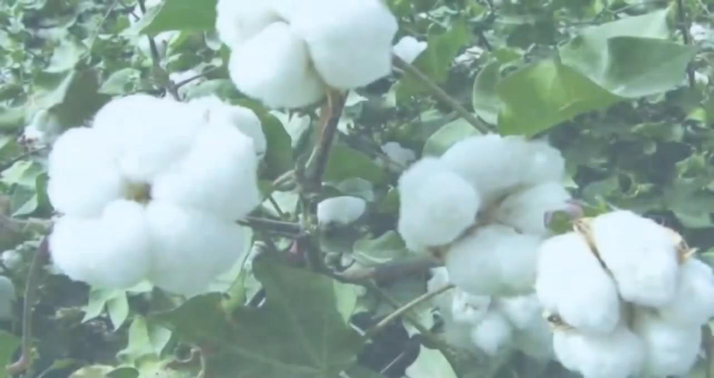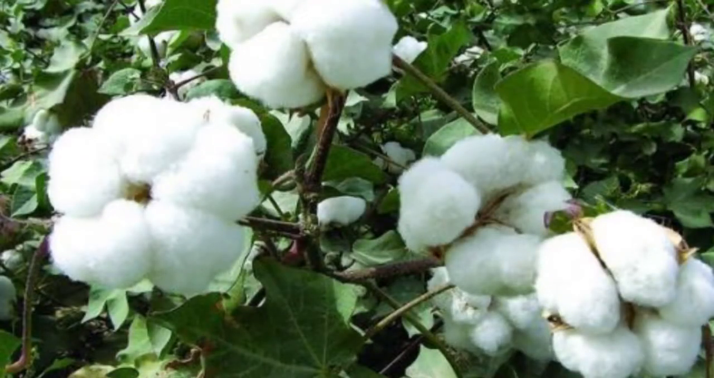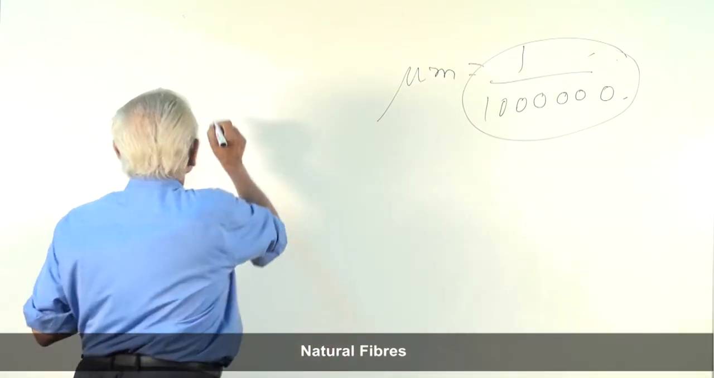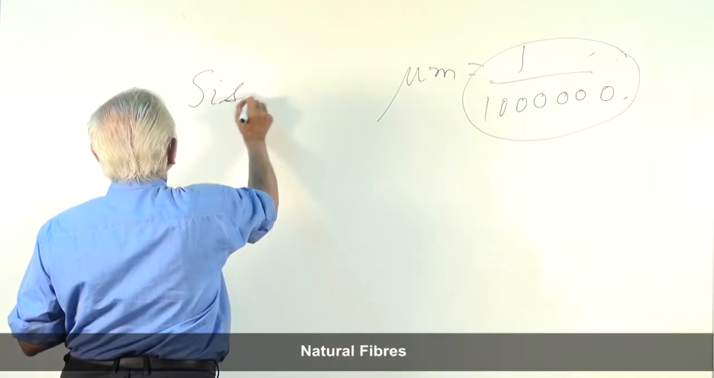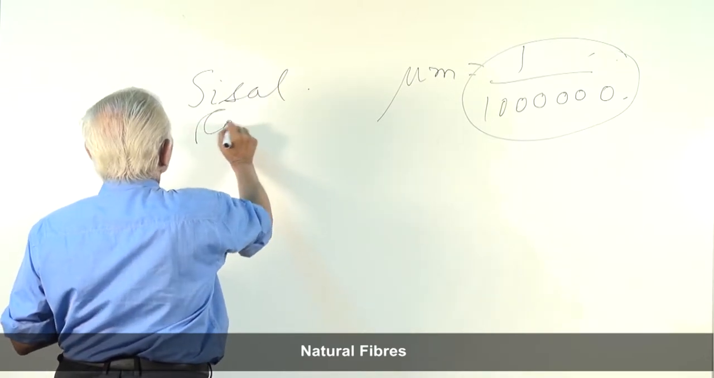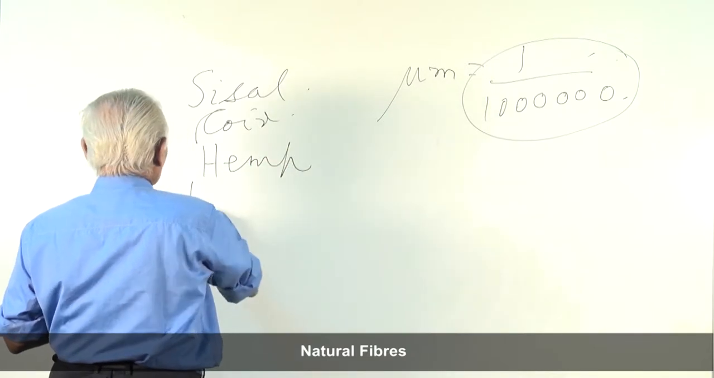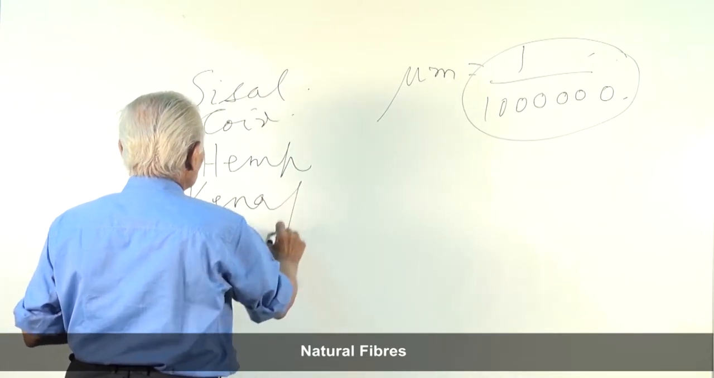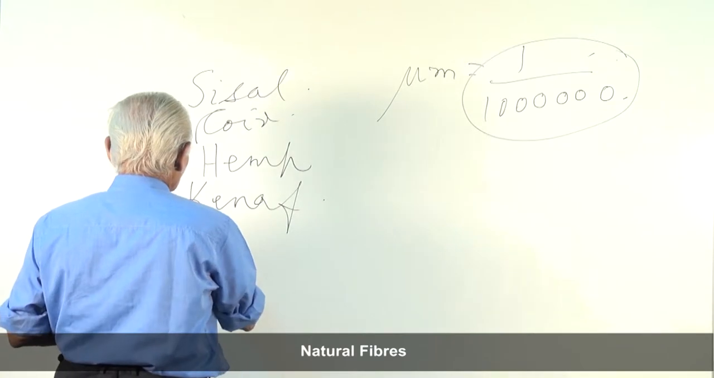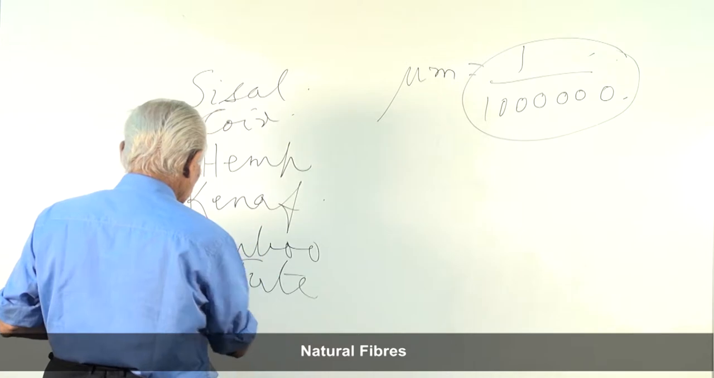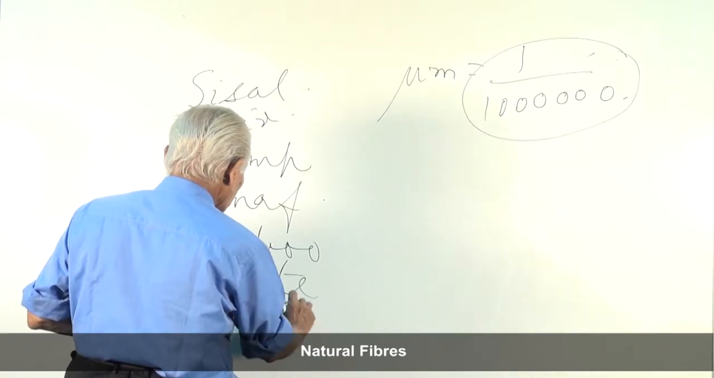Now, cotton is one of the natural fibers that is produced for the production of yarns. But today, there are a number of natural fibers. For example, we have sisal, then coir, then hemp, kenaf, bamboo, jute, ramie, and flax.